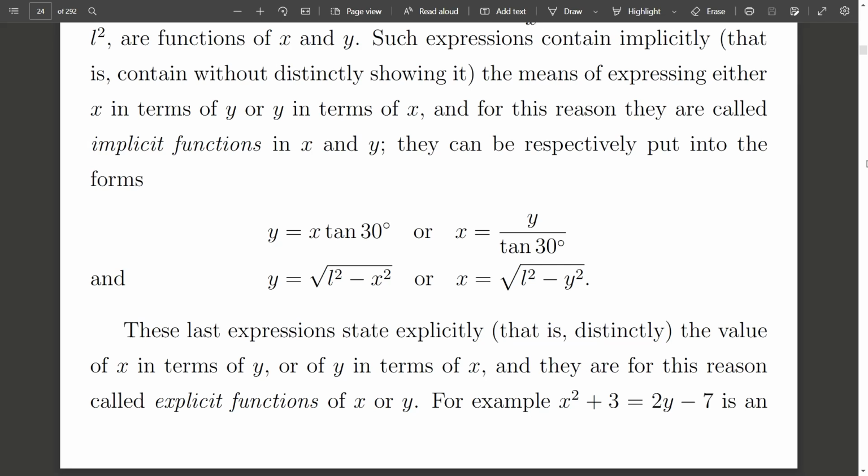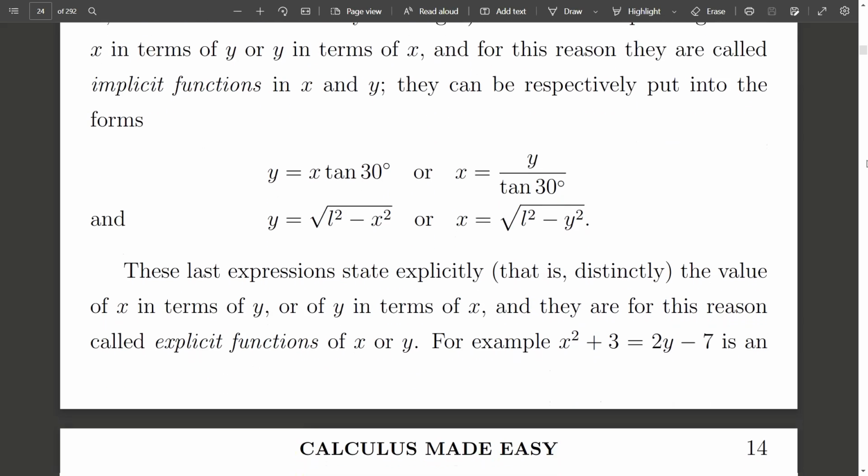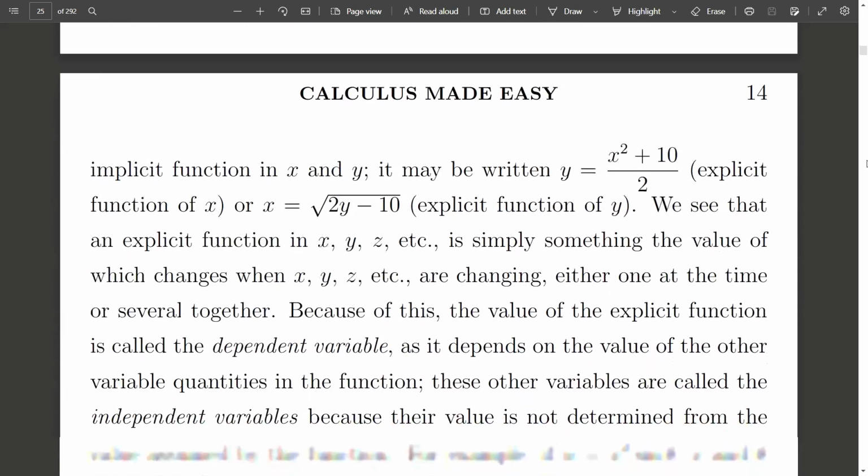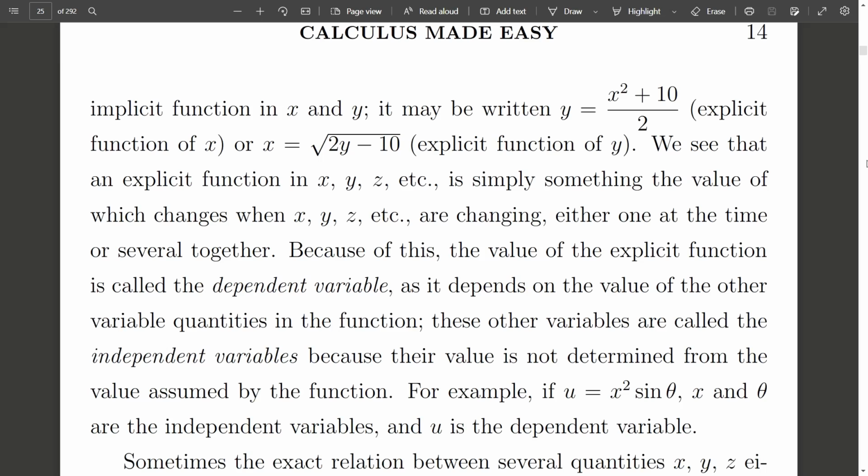These last expressions state explicitly, that is, distinctly, the value of x in terms of y or of y in terms of x, and they are for this reason called explicit functions of x or y. For example, x squared plus 3 is equal to 2y minus 7 is an implicit function in x and y. It may be written y is equal to (x squared plus 10) over 2, explicit function of x, or x is equal to the square root of 2y minus 10, explicit function of y.